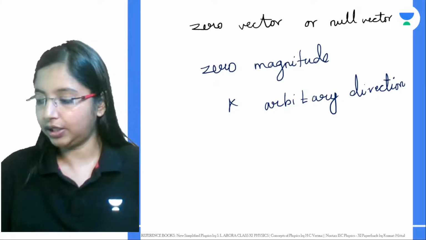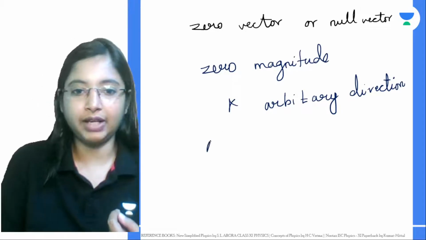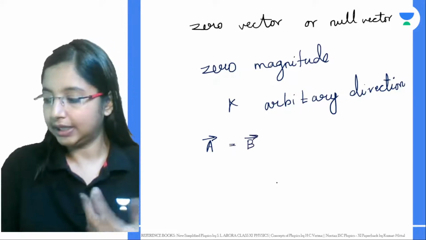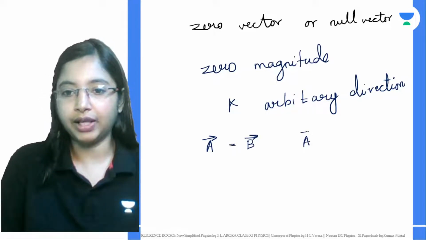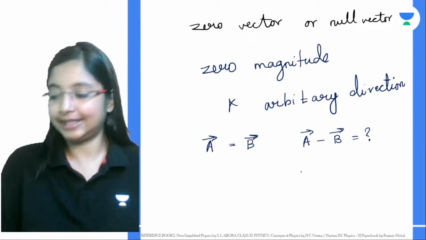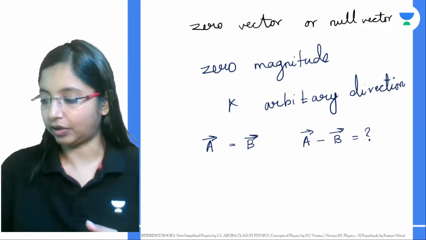When does the need for the zero vector arise? Let's say we have an A vector which is equal to the B vector. Then what will be the effect of A vector minus B vector? This is one condition where a need for the zero vector can arise.